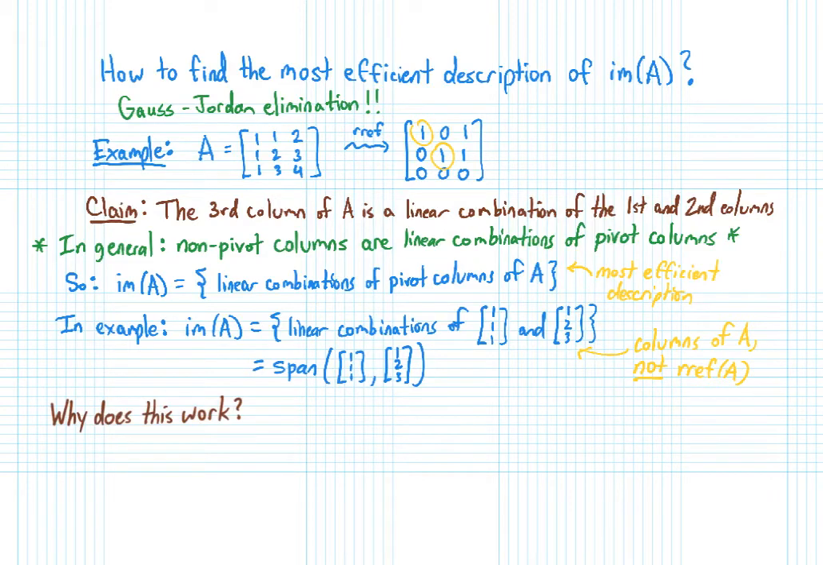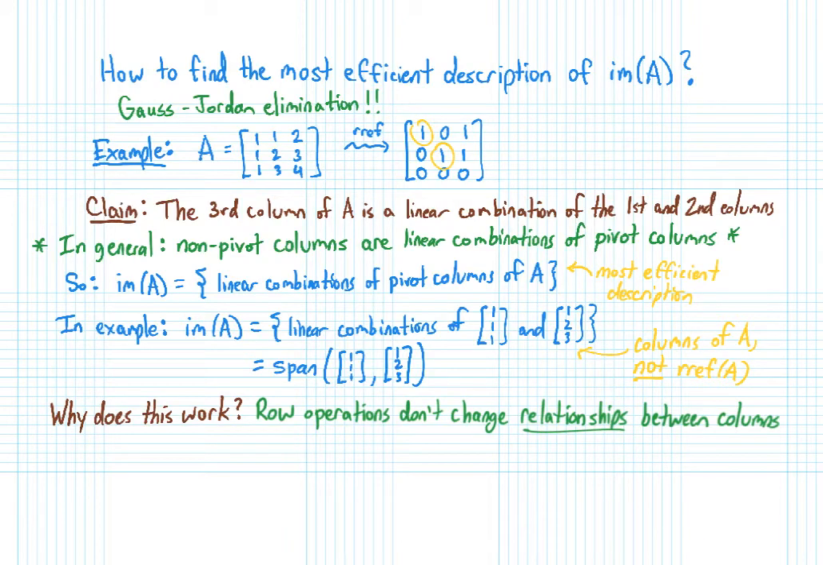So, why does this work? This thing where you just take the pivot columns. Why is that the right answer? Well, the reason is that when you do row operations, the relationships between the columns don't change. So like in the above example, you can see in the matrix A that the third column is the sum of the first two columns. When you add column 1 and column 2, you get column 3. And that relationship is still true even when you look at the reduced echelon form. In the reduced echelon form, if you add column 1 and column 2, you get column 3.